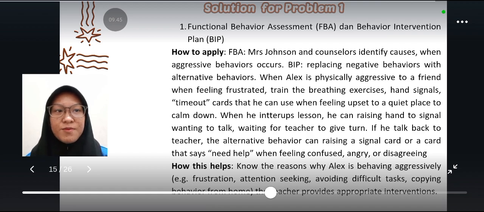When he disrupts the lesson, he can raise his hand to signal wanting to talk and wait for the teacher to give him a turn. Or, the alternative behavior can be raising a signal card that says he needs help when feeling confused, angry, or disagreeing. How does this help? Know the reason why Alex is behaving aggressively, for example frustration, attention seeking, avoiding difficult tasks, or copying behavior from home. The teacher can then provide appropriate intervention.